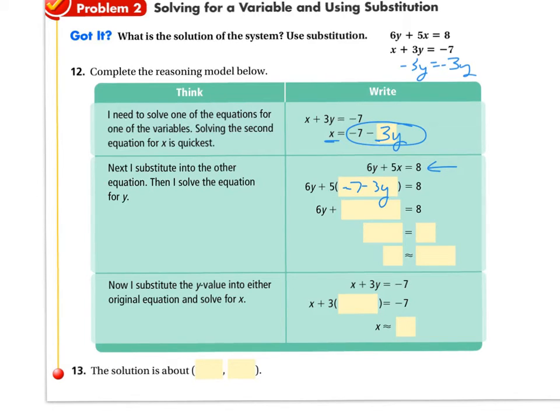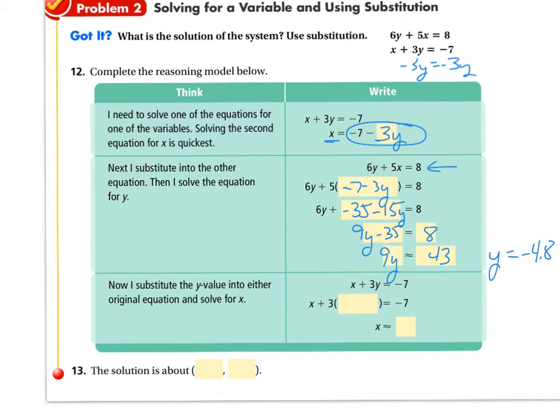So we get 5 times negative 7 is negative 35. 5 times negative 3y is negative 15y. Put our y's together. So that's 9y minus 35 equals 8. When we add 35 to both sides, we get 9y equals 8 plus 35. 8 plus 35 is 43. Now divide both sides by 9, and we get y equals about 4.8.